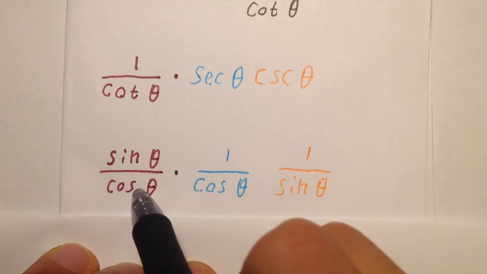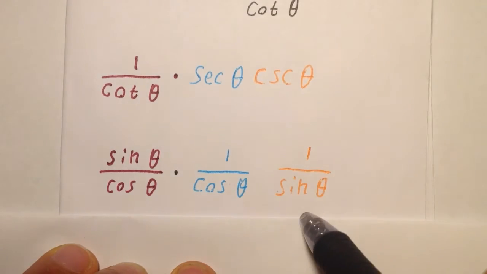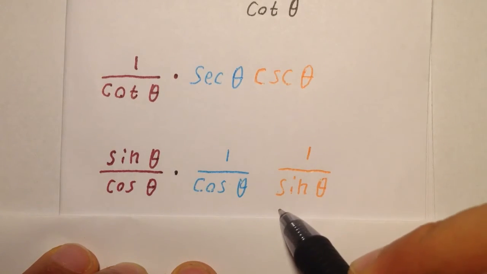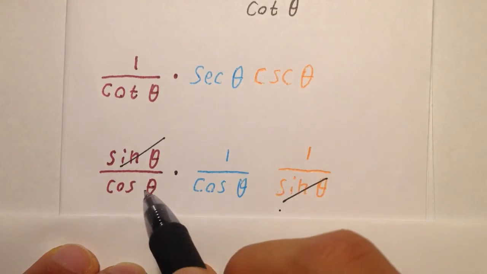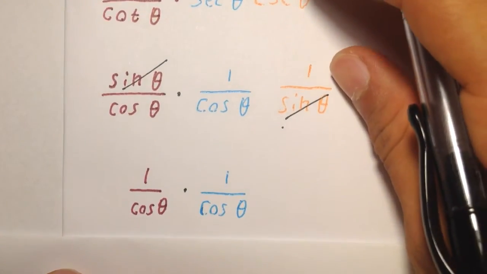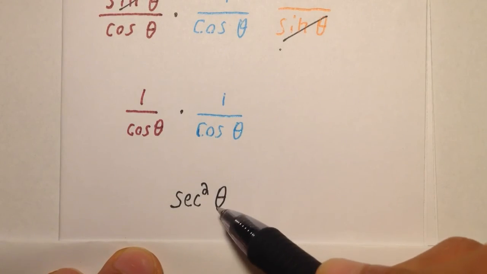So sine over cosine times secant, 1 over cosine, times cosecant, 1 over sine. My sines cancel out here and here, and I'm left with cosine theta times cosine, which, just like last time, will be secant squared theta.